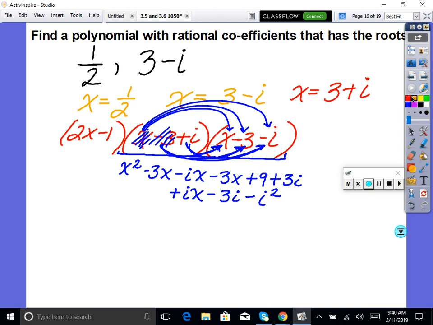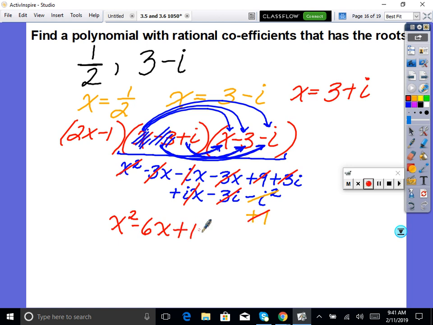Then what I would do from there is change any i squareds to be negative 1. So don't we have minus negative 1? That would become a plus 1. Okay, so now combine like terms. x squared, no other x squareds. Minus 3x, that's minus 6x. Minus ix plus ix, plus 3i minus 3i. 9 plus 1 is 10.